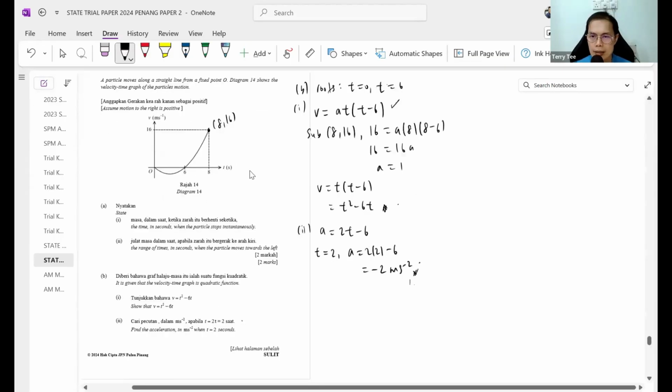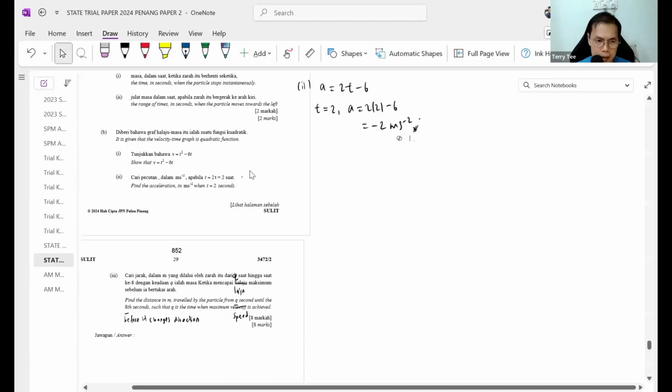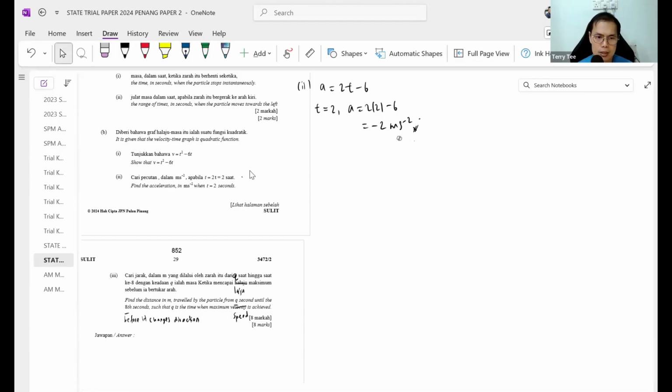All right, next, let's read the next part. Find the distance traveled by the particle from q seconds until 8 seconds, such that q is the time when the maximum speed is achieved. You notice there's a difference between the Malay and the English version. Actually there's an error in the question. The original question says p, but it's not p. You can see it's supposed to be q.